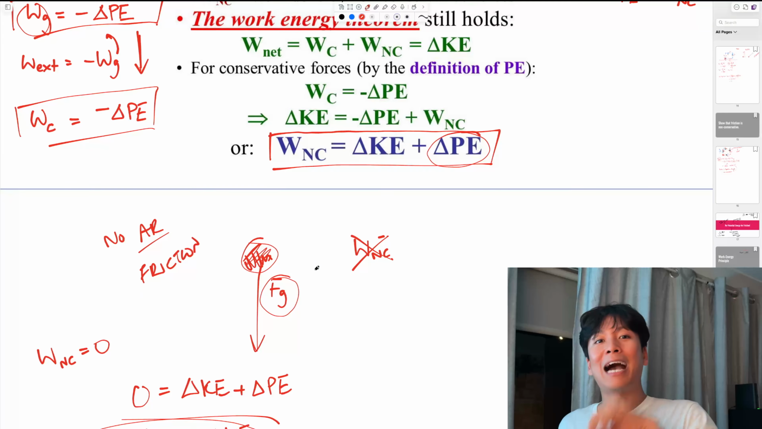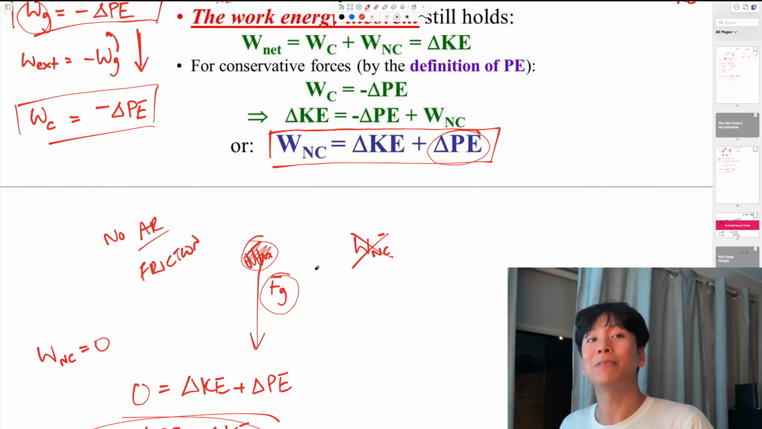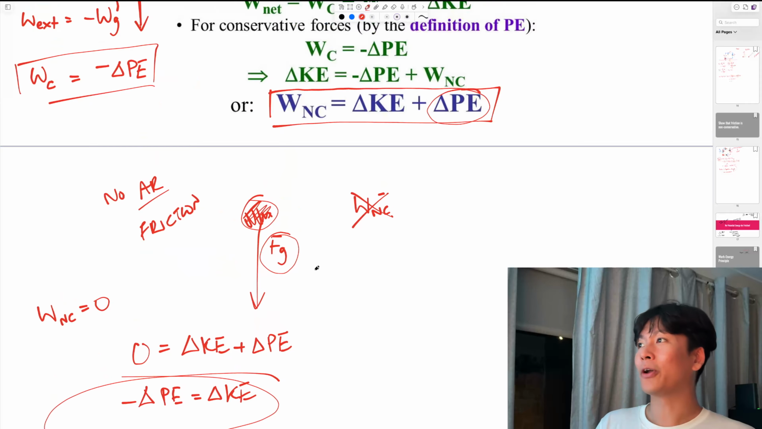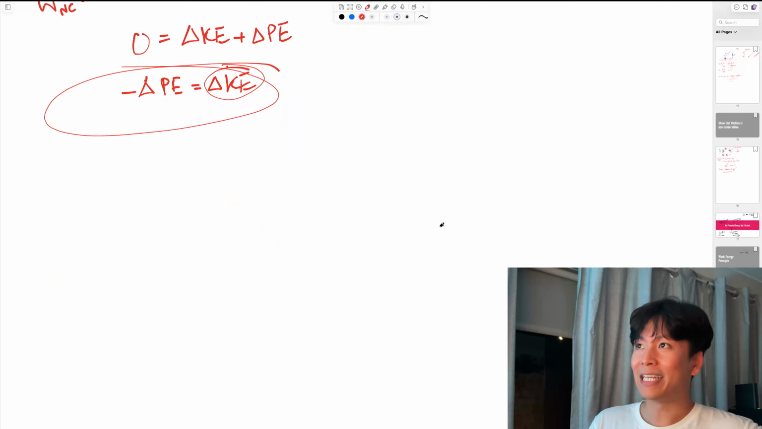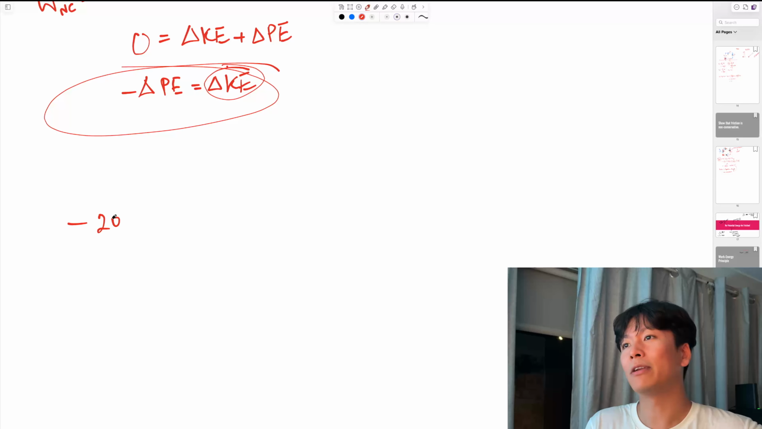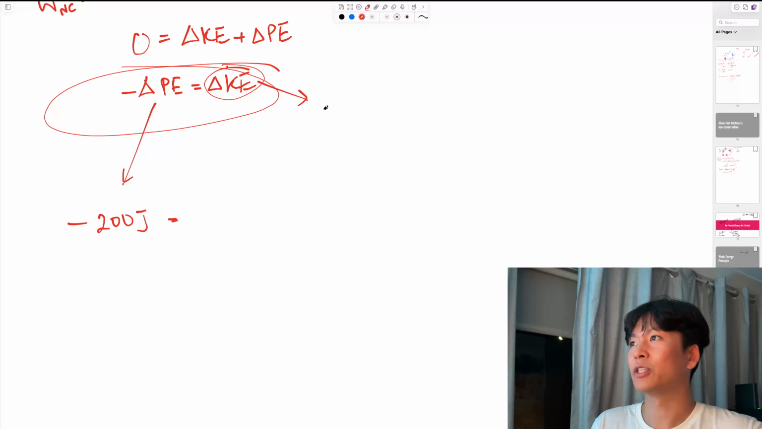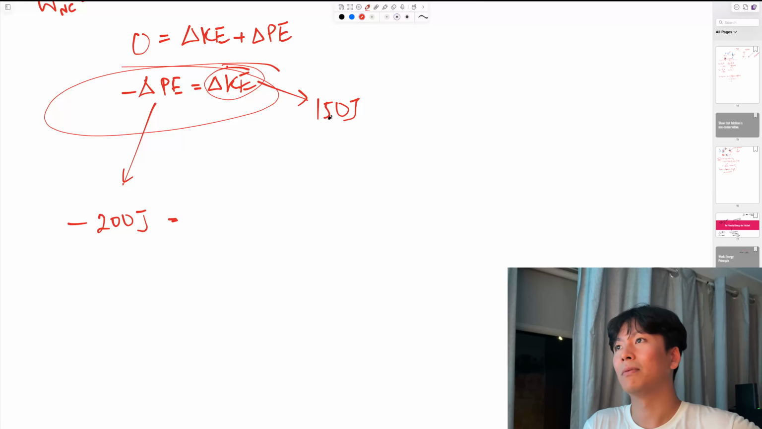The useful bit about this equation in particular is that now I have a tool to work out how much work is being done by things like air resistance, right? Because I can go, well, if there is no air resistance, this is how much kinetic energy I'm expecting to have. If I then measure the kinetic energy of the ball and it's slightly less, so let's say the change in potential is 200 joules, but then my change in kinetic is only, let's say, 150 joules, right?